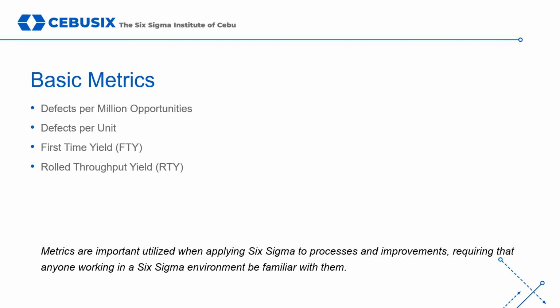Metrics are extremely important when applying Six Sigma to processes and improvements, requiring that anyone working in a Six Sigma environment to be familiar with them. In this section, we will discuss the basic metrics used in Six Sigma. We will talk about one of the first metrics you will need, defects per million opportunities, and also cover the differences between first-time yield and rolled throughput yield, as well as how to calculate these metrics.